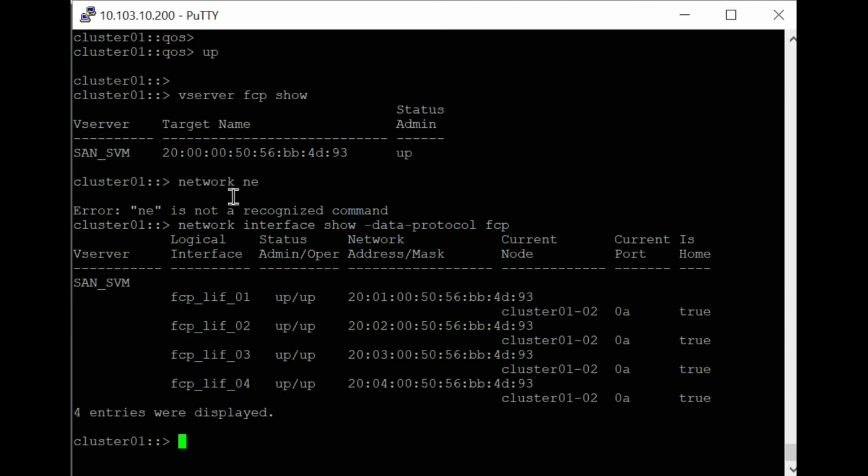Since it's a target, do you remember the initiator and the target terms? So the SAN storage is a target, and these are the target interfaces. Okay.